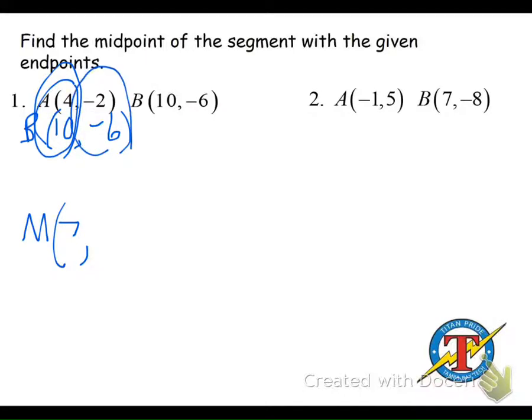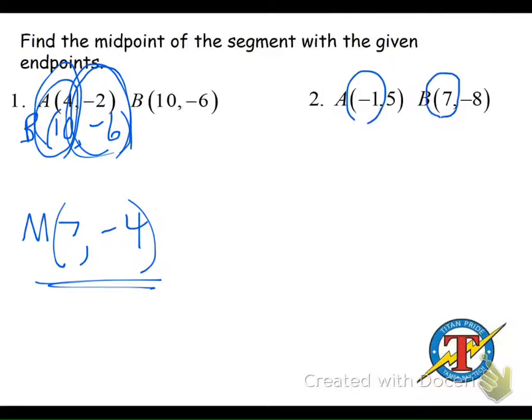Do the same thing for the y's. Add up -2 and -6, you get -8. Divide by 2 to get -4. On the number line, is -4 in the middle of -2 and -6? Yep, you're good. That's the midpoint. Simple as can be. Next one, take the x coordinates, add them up, divide by 2. -1 plus 7 is 6. Divide by 2 and you'd get 3.